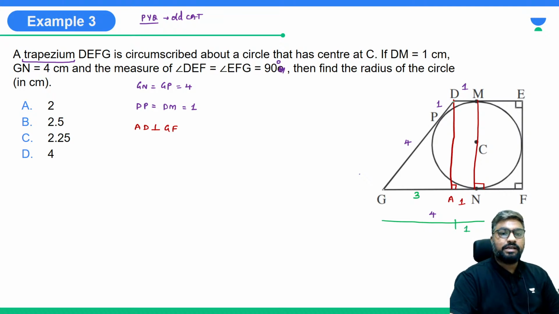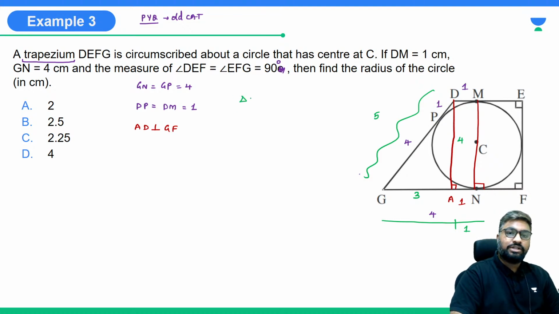So by Pythagoras theorem, this is 5, 3. So AD has to be 4. Correct? 3 is to 4 is to 5. If you look at triangle DAG, it will be 3, 4, 5. This is your hypotenuse DG. This is your AG, 3. So automatically we have AD to be 4.